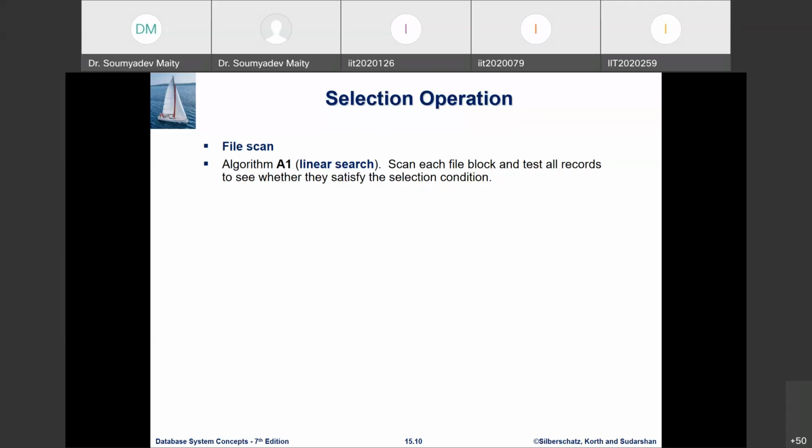So first is the selection operation. In order to implement a selection operation, as I have said, the easiest way, easiest in the sense that the algorithm is easiest, not in terms of cost, is to do a linear search. You have to linearly scan from the beginning of the file to the end of the file, file meaning the file containing the data relation, to see which records are satisfying the selection condition.